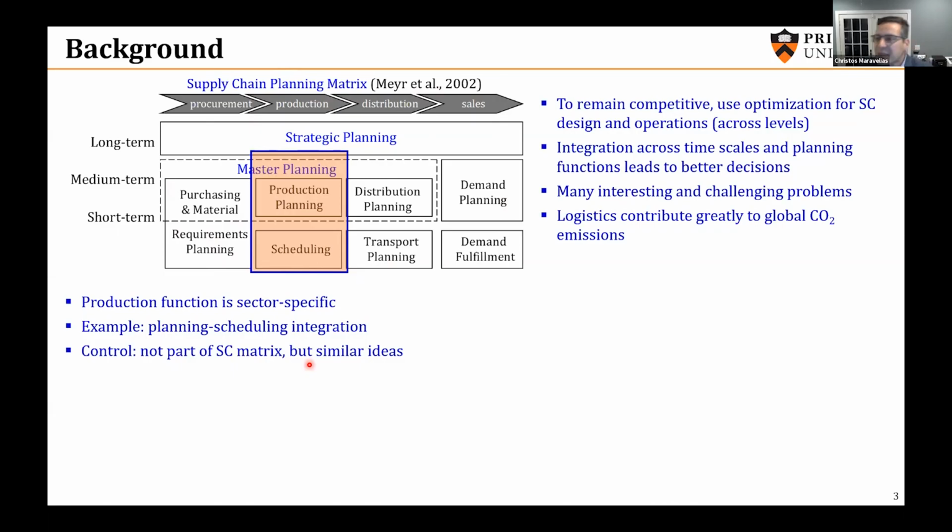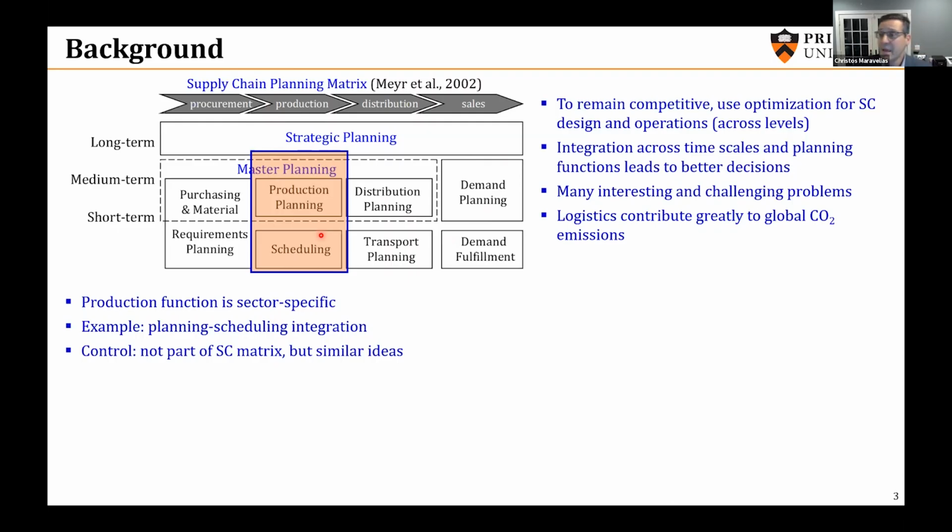The reason being that production is sector specific, right? One could argue that in terms of demand planning, every sector has some demand planning. Yes, they are a little bit different from each other, but the methods that have been developed in operations research are almost readily applicable in chemical engineering, whereas the production column is different per sector. So it can be quite different actually from discrete manufacturing.